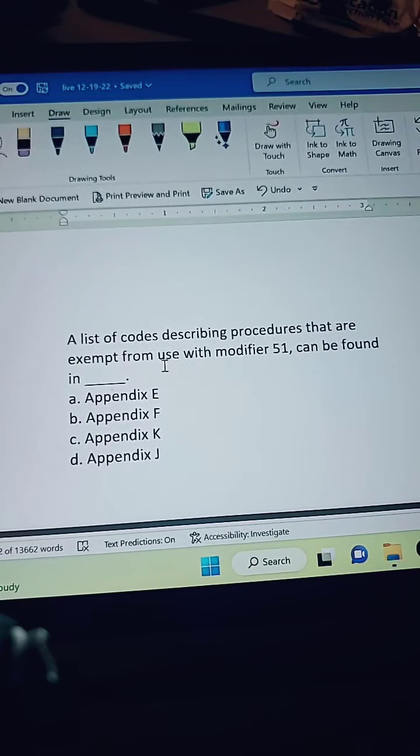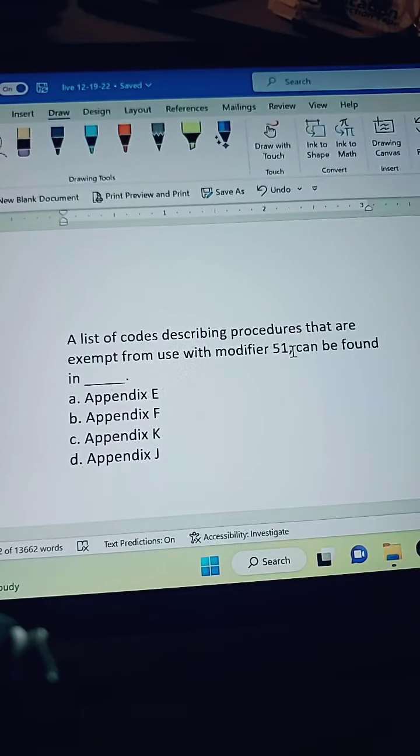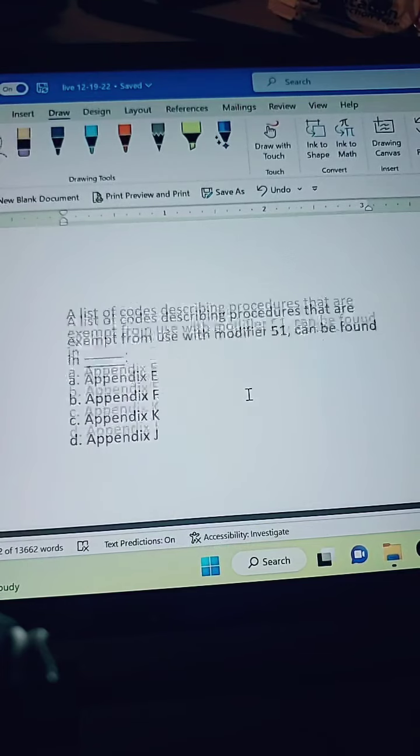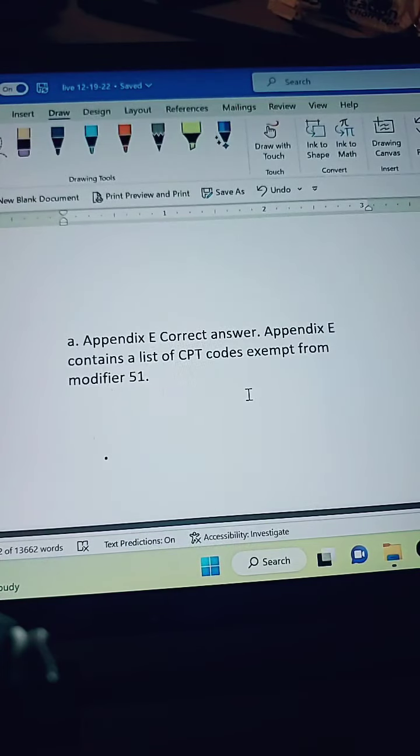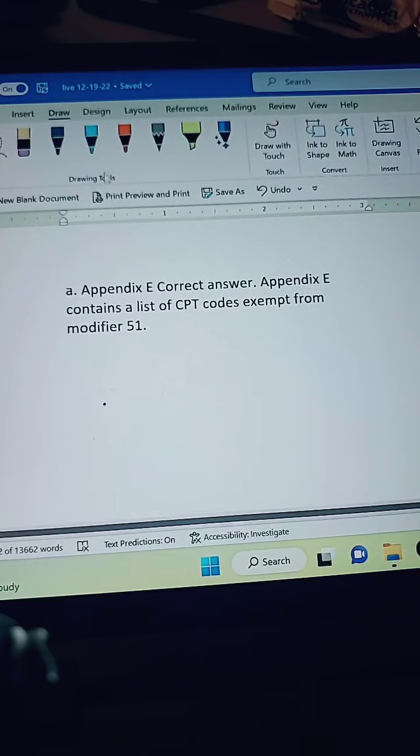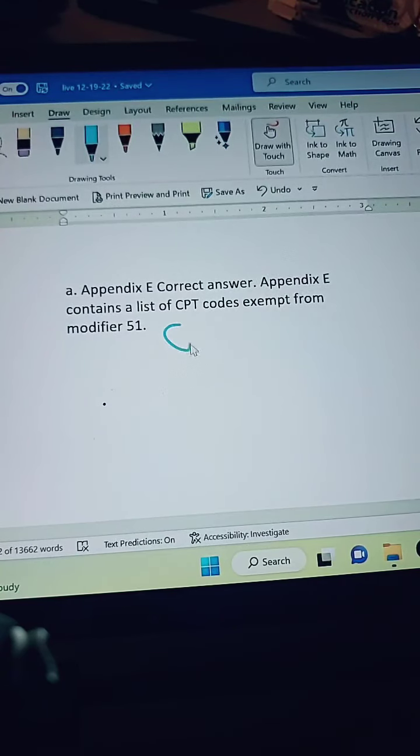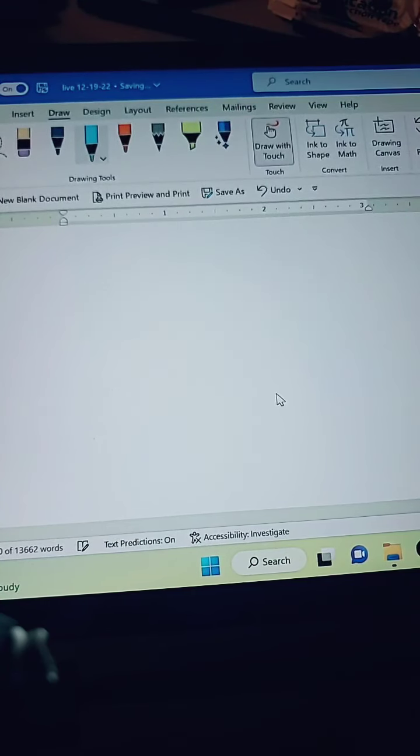Which appendix has the full list of CPT codes that are modifier 51 exempt? It's not Appendix K. Yep, it's Appendix E. E is an elephant. Those CPT codes also have the circle with the slash through it, meaning they're exempt from modifier 51. They're also usually add-on codes.